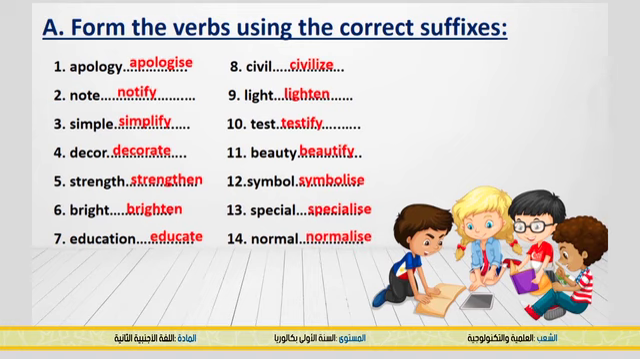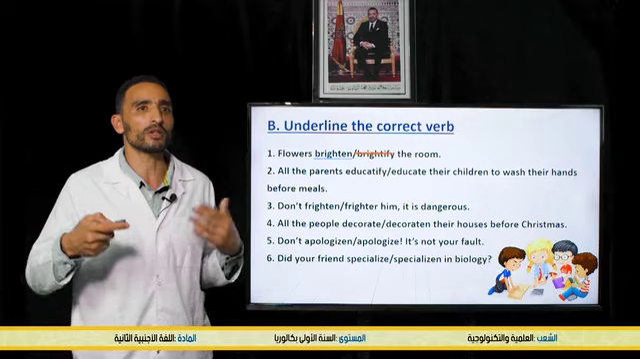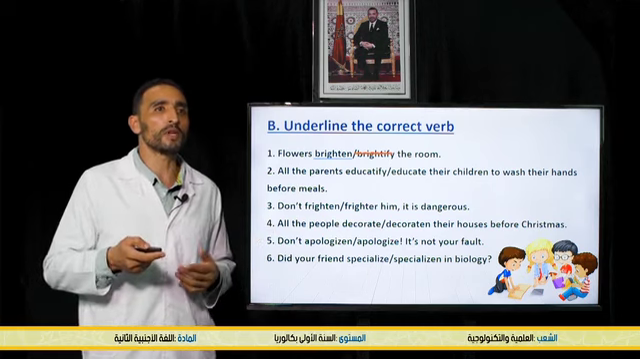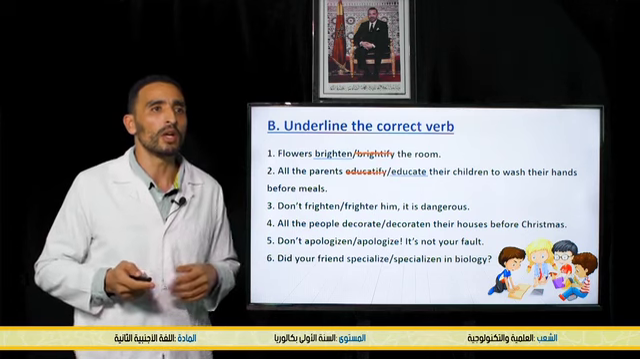And these verbs, of course, can be conjugated in the present, in the past, and in the future. We can take the S and so on. B, underline the correct verb. Number 1, flowers. Do we say brighten or brightify the room? The correct answer is brighten. But brightify doesn't exist in a dictionary. Number 2, all the parents educatify or educate their children to wash their hands more before meals. The correct answer is, of course, to educate. Educatify doesn't exist in a dictionary.